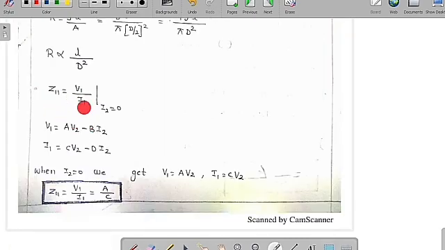So in the two-port network, we are going to get Z11 is equal to V1 by I1 when I2 is equal to 0. Similarly, if you want to know the transmission parameters, V1 is equal to A V2 minus B I2 and I1 is equal to C V2 minus D I2. When I2 is equal to 0, if you substitute here, we are going to get V1 is equal to A V2 and I1 is equal to C V2. If you take the division of V1 by I1, we get A by C. So therefore Z11 is basically A by C.